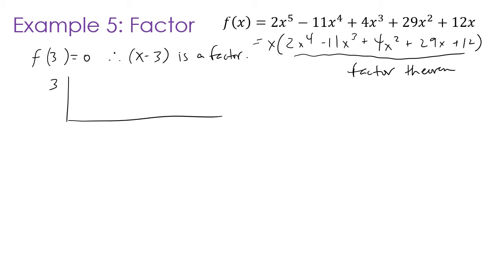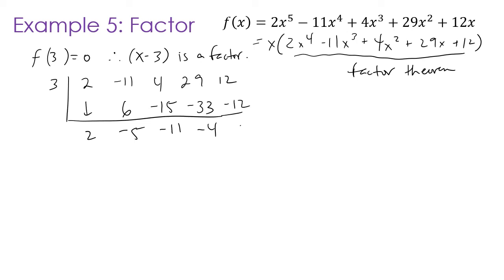And remember, we only did it on what I underlined. We've already taken out an x. You don't have to worry about doing synthetic division with the longer one, the original one. So we're going to write our coefficients. 2, negative 11, 4, 29, and 12. Bring that down, multiply, add, multiply, add, multiply, add, multiply, add, 0 remainder. We did our work right.